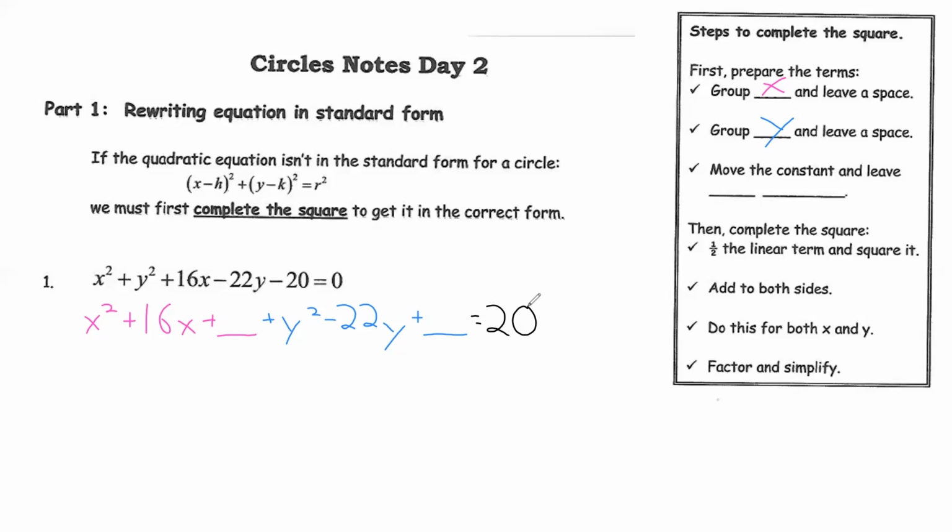Well, since I have these 2 blanks over here, in order to balance this equation, I have to have those 2 blanks on the other side of my equation as well. So I'm going to add a space for that first blank and a space for that second blank. So again, I moved the constant to the other side, and I left 2 spaces.